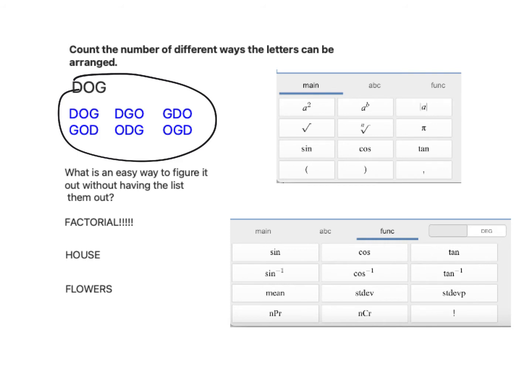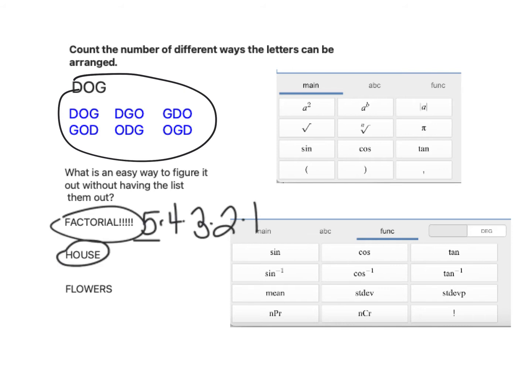But if I had the word house, which has 5 letters in it, technically what we're doing is figuring out how many possibilities there are for the first letter. Well, there's 5 possibilities for the first letter, multiplied by, after we've used one of them, only 4 possibilities for the second letter, 3 possibilities for the third letter, 2 possibilities, and then 1 possibility. When we take this 5 and multiply it by every number less than it, 5 times 4 times 3 times 2 times 1, that's called factorial.